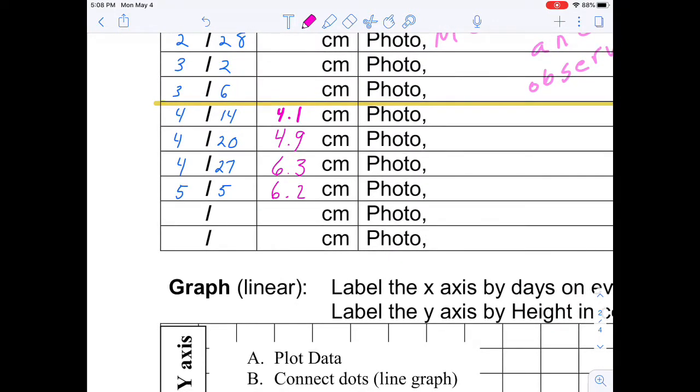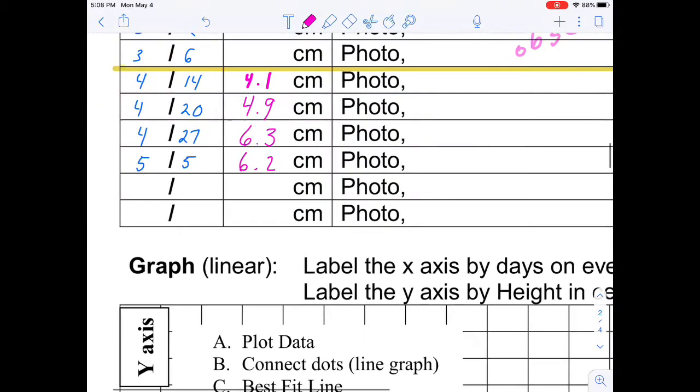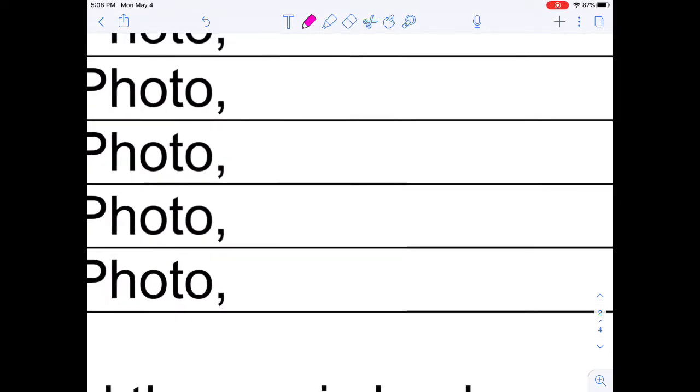So we've got the data written in for today's plant measurement. Also, please, we could write in an observation. As I was just saying, I noticed that the plant got shorter, so you could write in that observation on your chart.